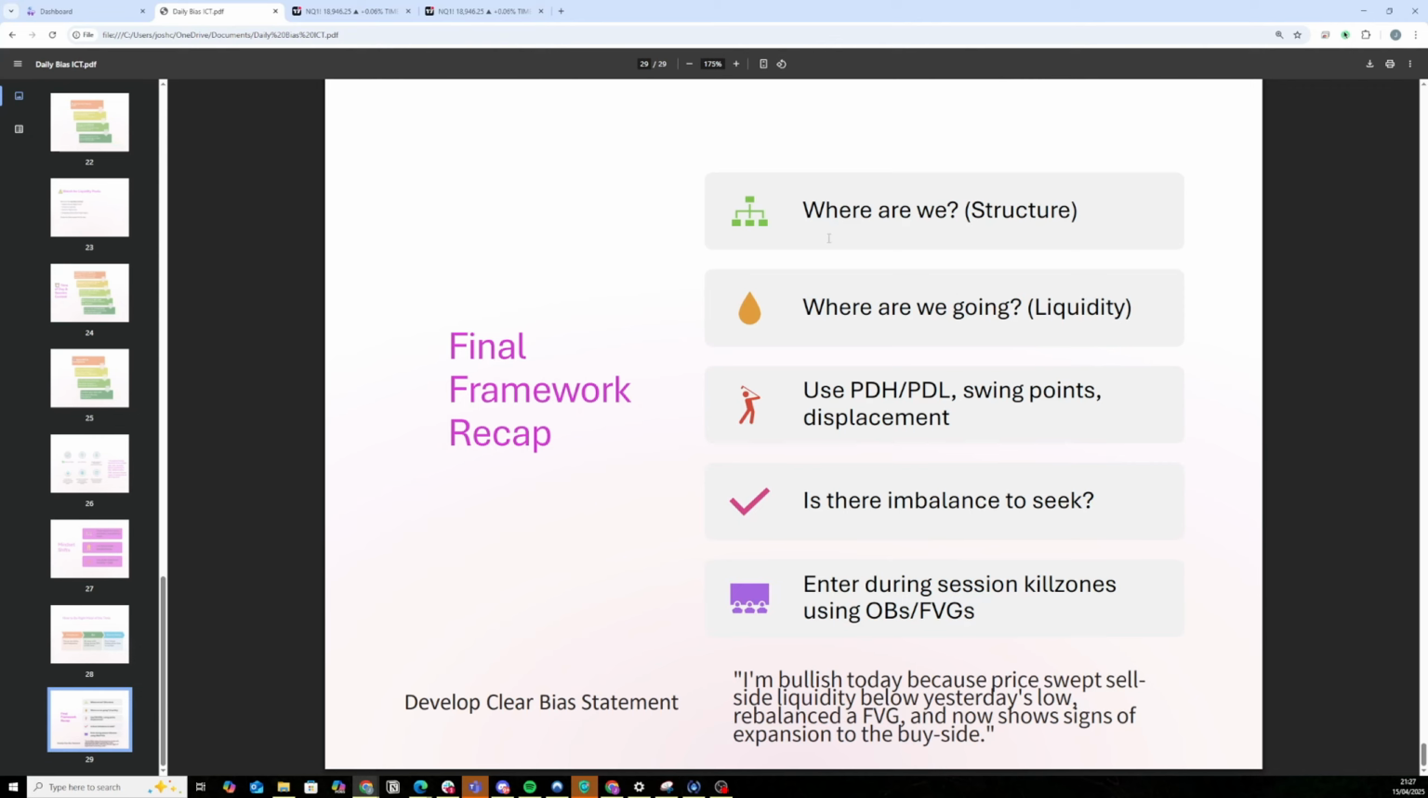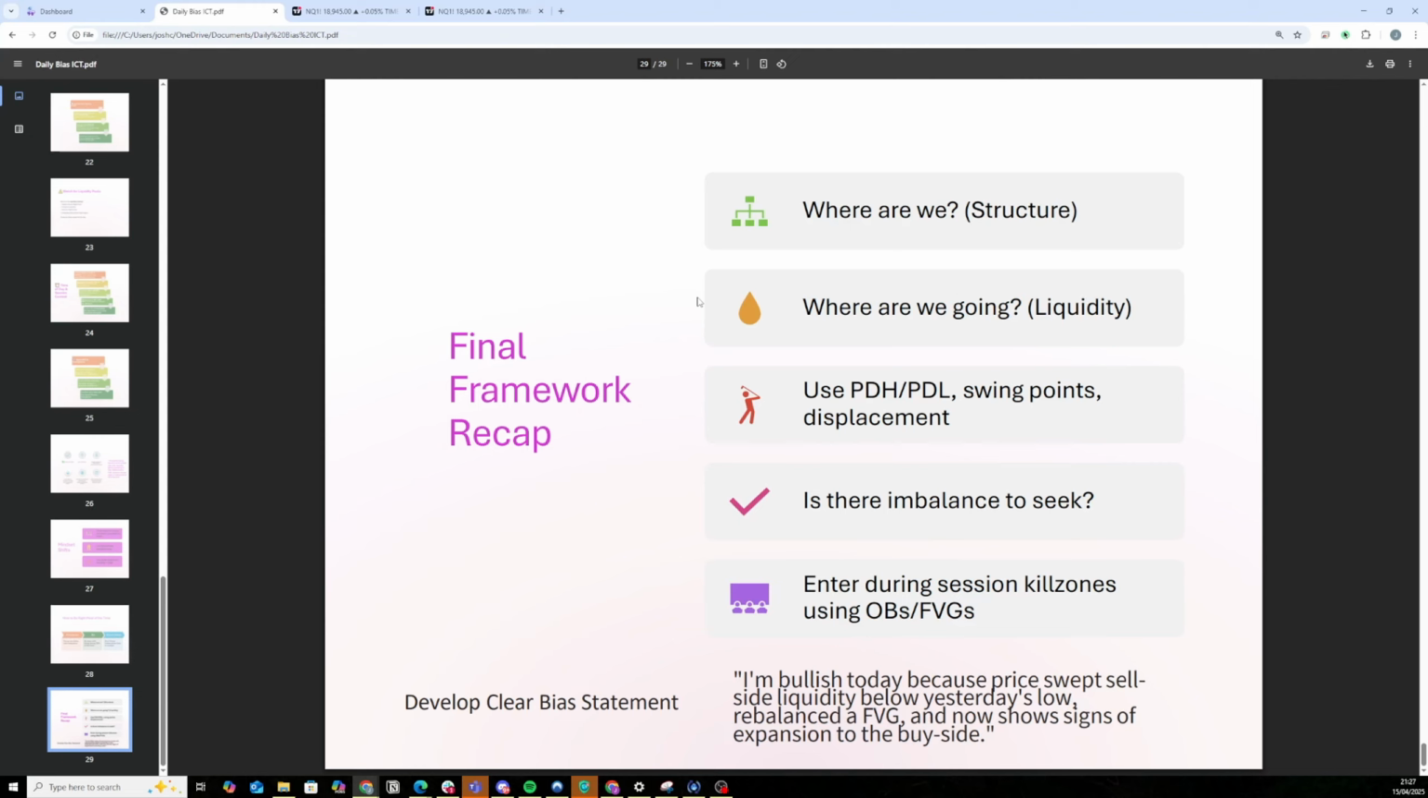These are the sort of things you want to be looking for. So write these down. Just have a think about these when coming into the day. Where are we structure-wise, market structure? Where are we going? What liquidity are we seeking today? You can use the previous day high, previous day low method. Is there any imbalance that we're looking for? And then you want to be entering trades during kill zones using order blocks and fair value gaps, okay?